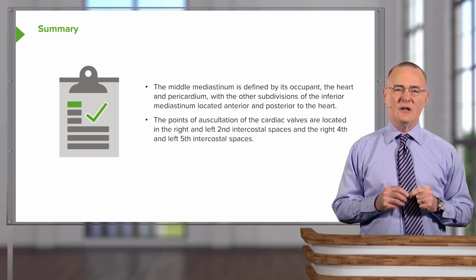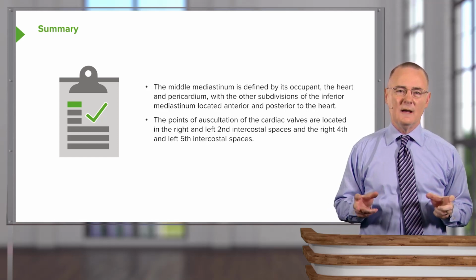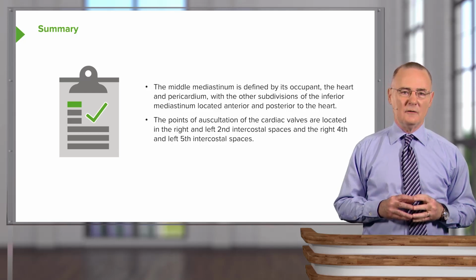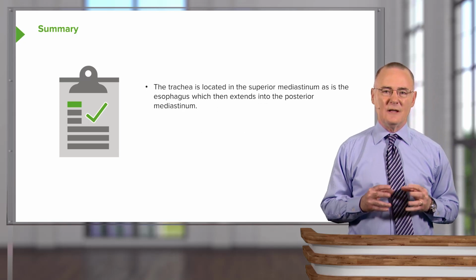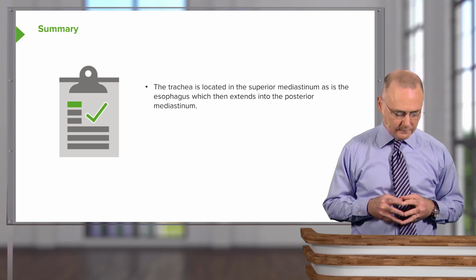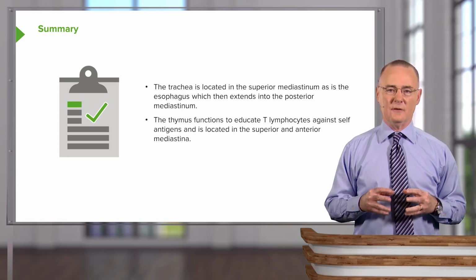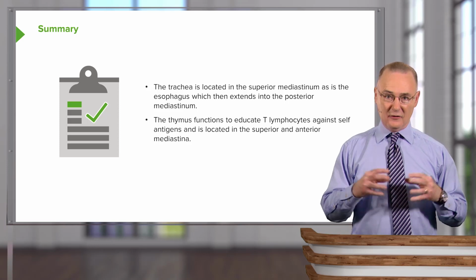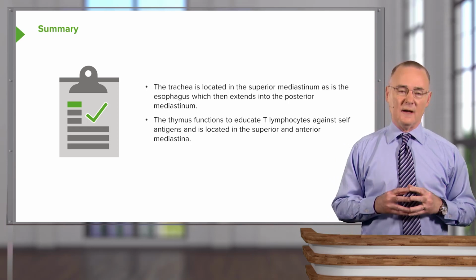The points of auscultation of the cardiac valves are located in the right and left second intercostal spaces and the right fourth and left fifth intercostal spaces. The trachea is located in the superior mediastinum, as is the esophagus, and the esophagus will extend into your posterior mediastinum. And the thymus functions to educate T lymphocytes against self-antigens and is located at its maximum development in the anterior and superior mediastinum.